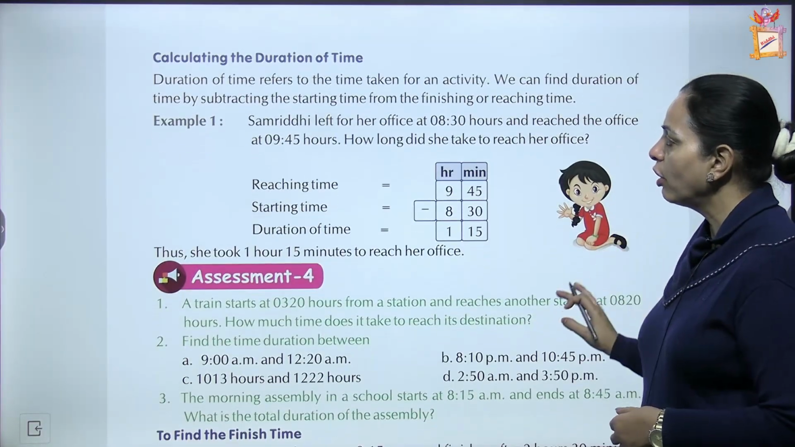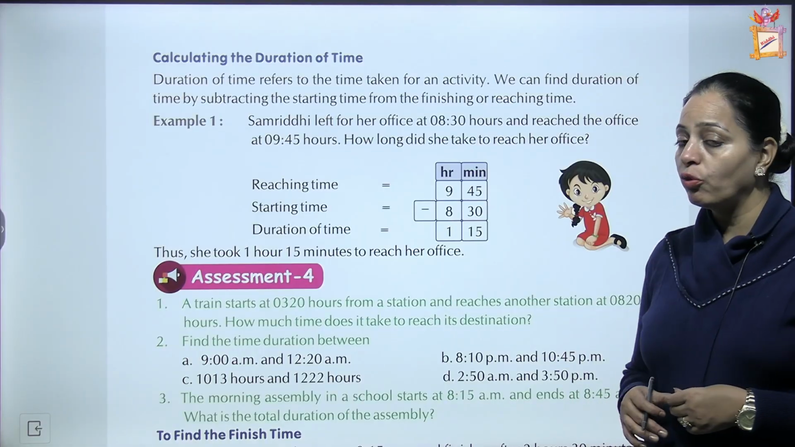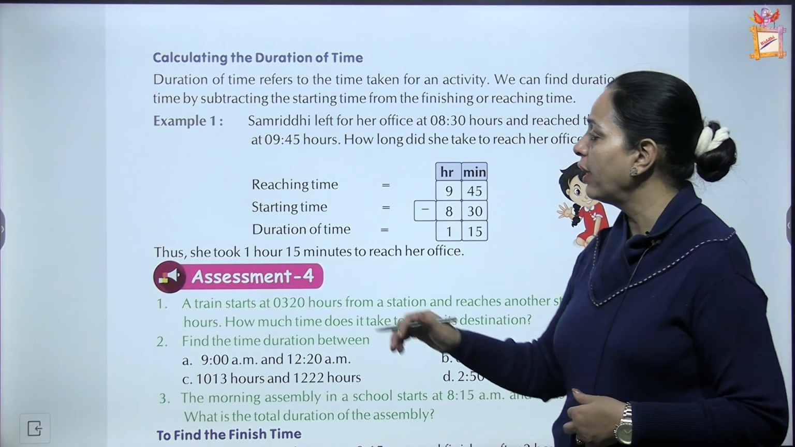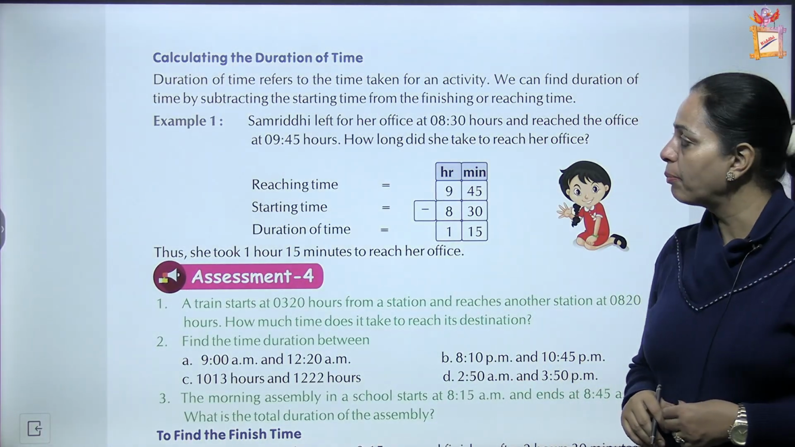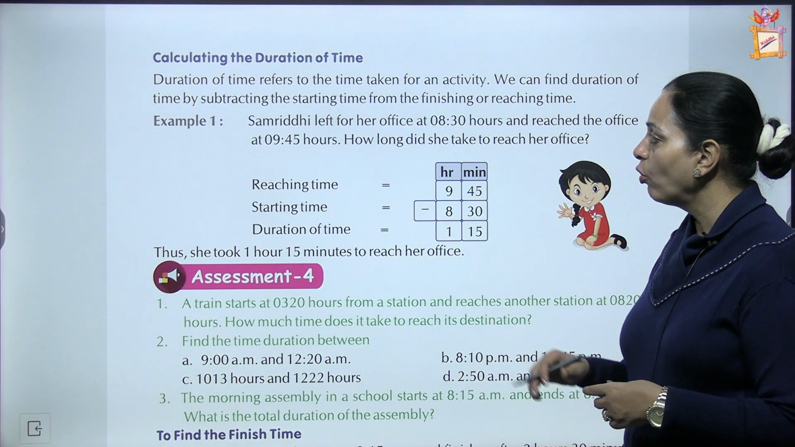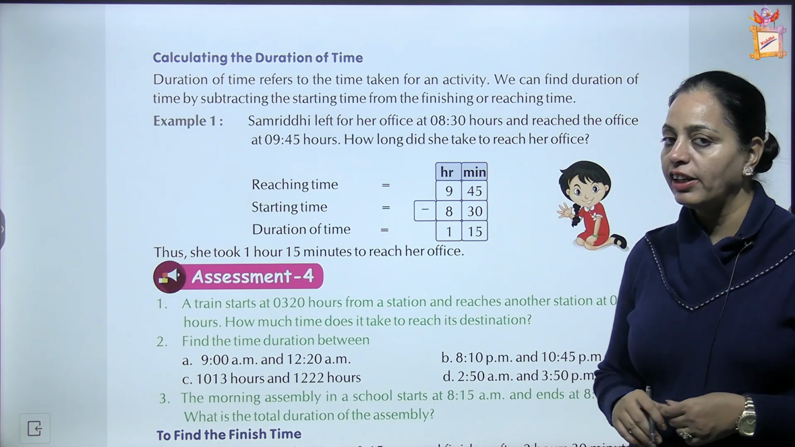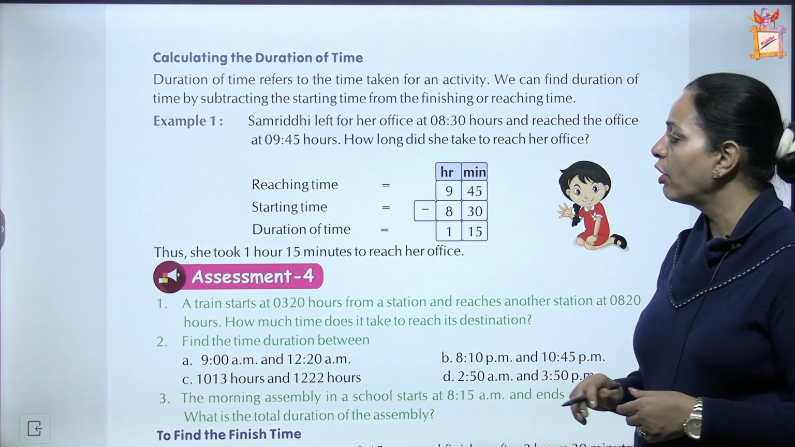Now calculating the duration of time. Duration of time refers to the time taken for an activity. We can find the duration of time by subtracting the starting time from the finishing or reaching time. Example 1. Samriddhi left for her office at 8:30 hours and reached the office at 9:45 hours. So how long did she take to reach her office?